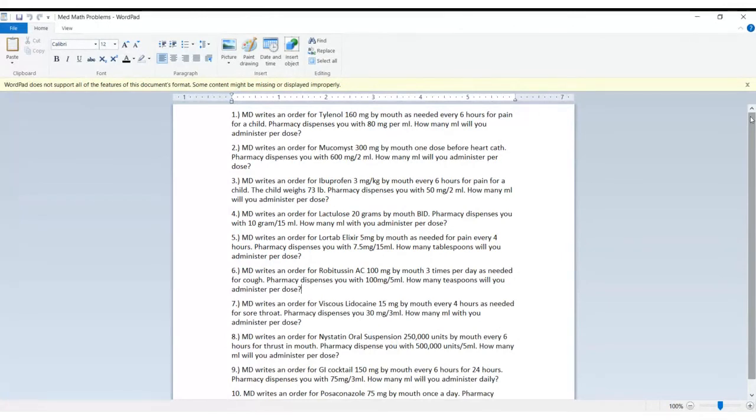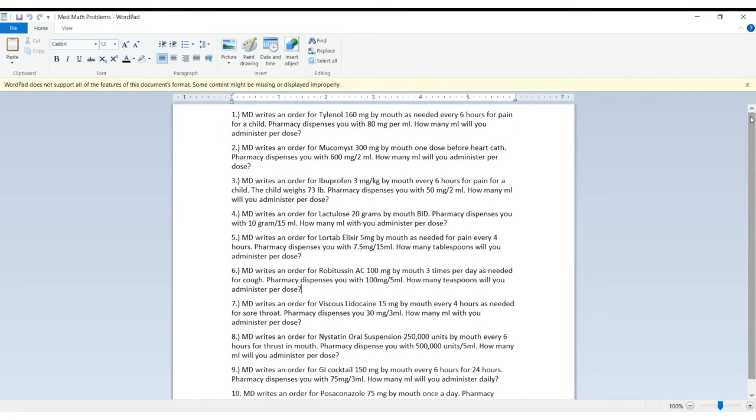The doctor writes an order for Tylenol, 160 milligrams by mouth, as needed every 6 hours for pain for a child. The pharmacy dispenses you with 80 milligrams per milliliter. How many milliliters will you administer per dose? So the way I want you to approach this question is twofold, and we're going to point out something that is not listed in this question.